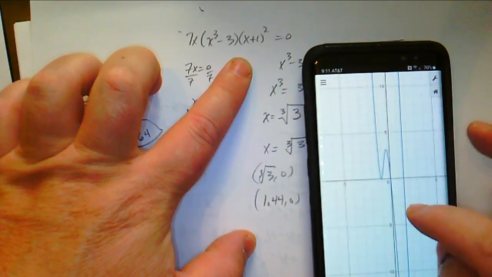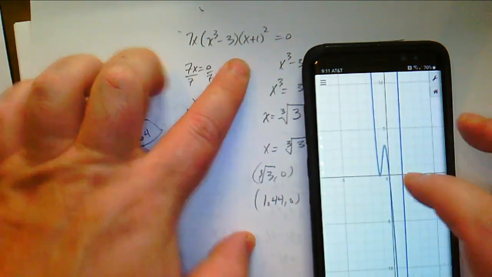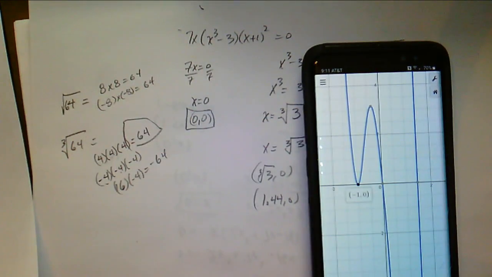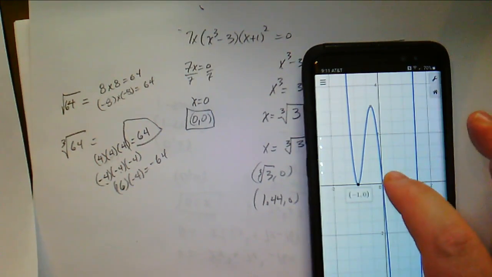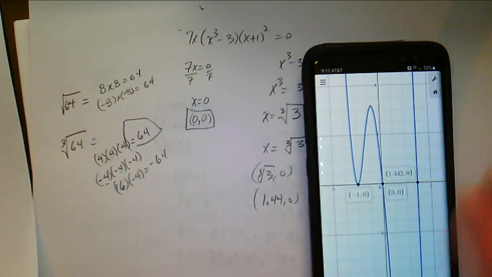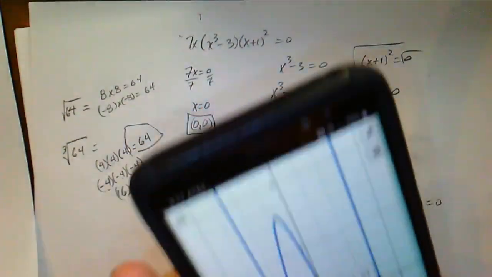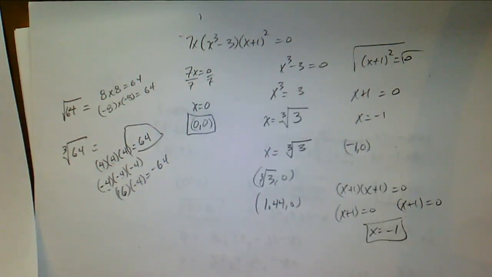All right, so it's a funky looking graph. This is kind of interesting right here. You see this x-intercept, it doesn't actually cross and go down, it kind of turns around right there. Do you see? And then so we have 0, 0, and 1.44. So we had 0, 0, 1.44, and 1. Good to go. So that's fantastic.